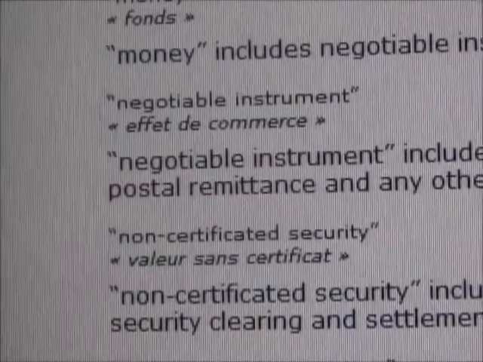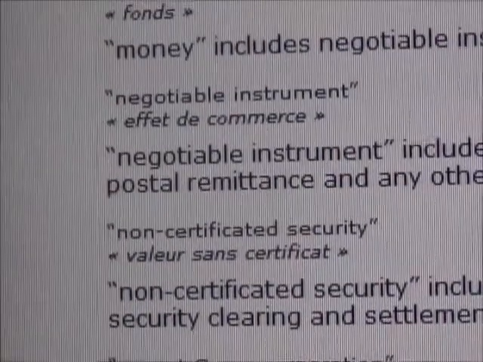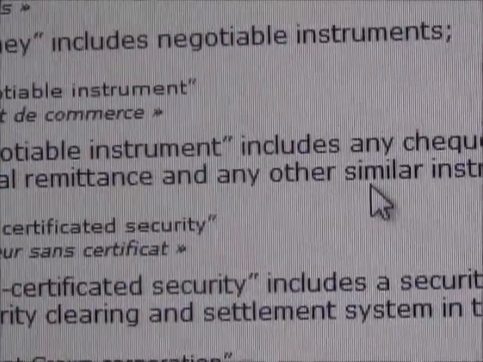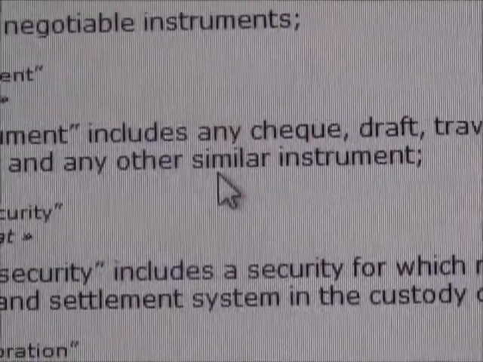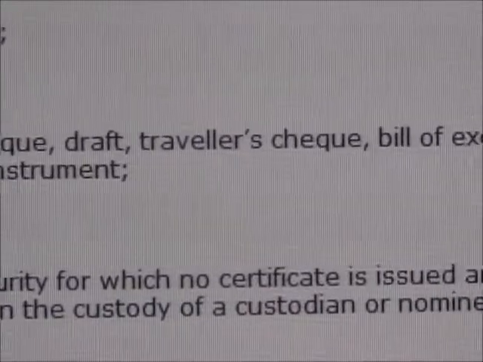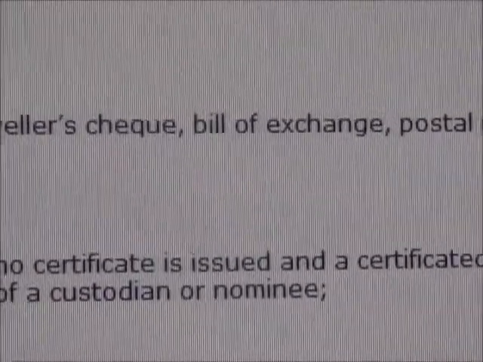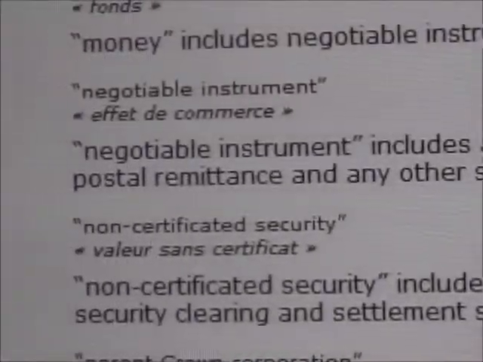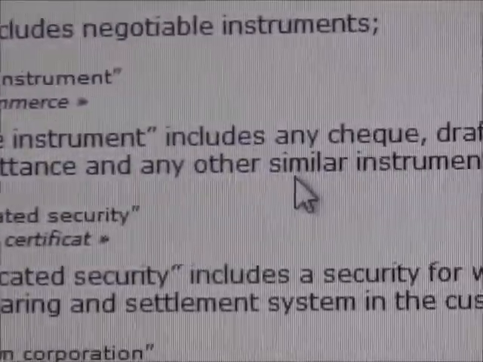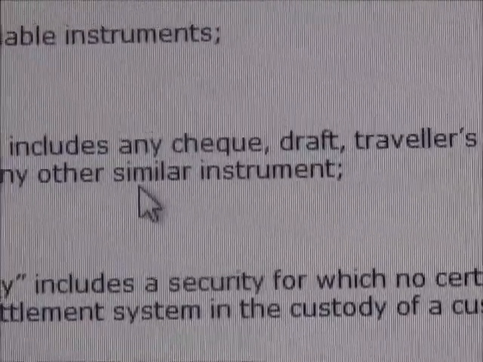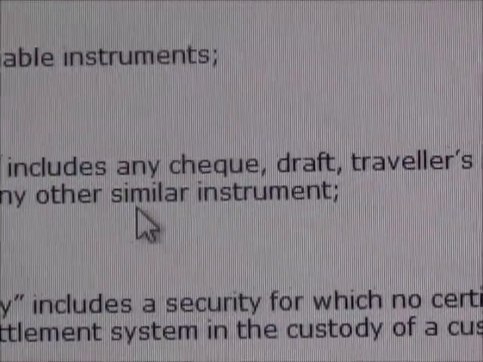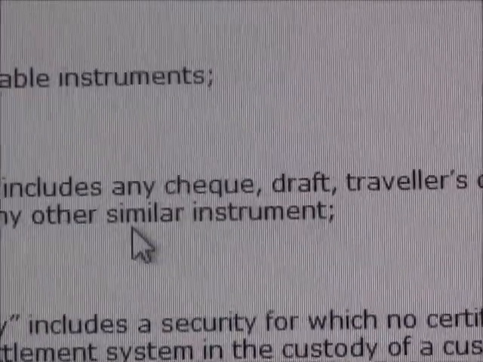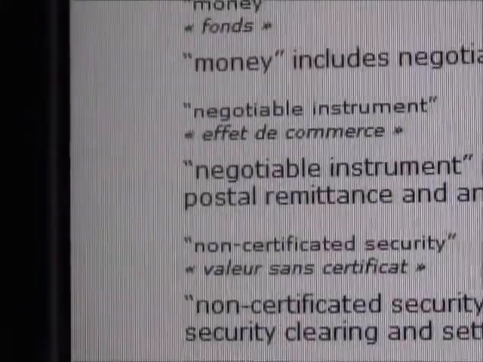Now, negotiable instruments affect commerce. Negotiable instruments includes, notice that word again, any check, draft, traveler's check, bill of exchange, postal note, money order, postal remittance, and any other similar instrument. That's what money is. It's not just what you think you're carrying in your wallet with a picture of the Queen. Money is any negotiable instrument.